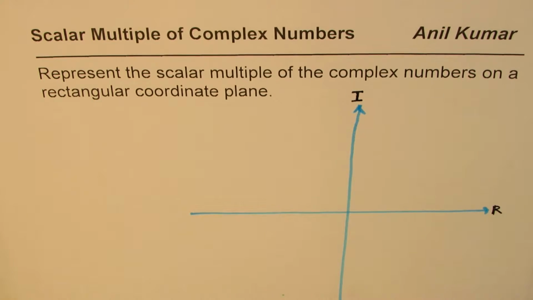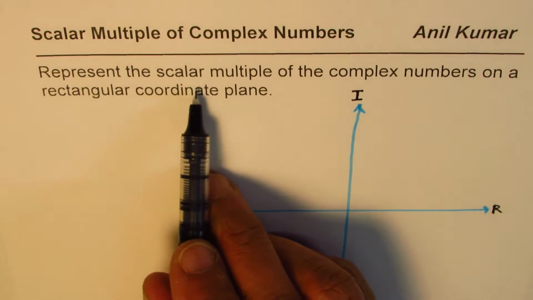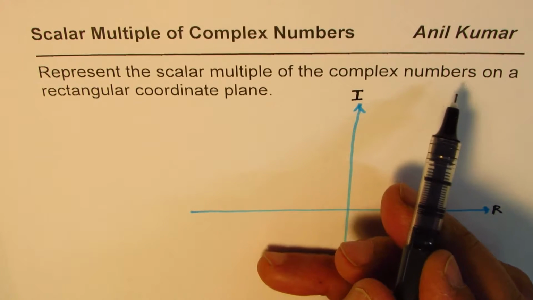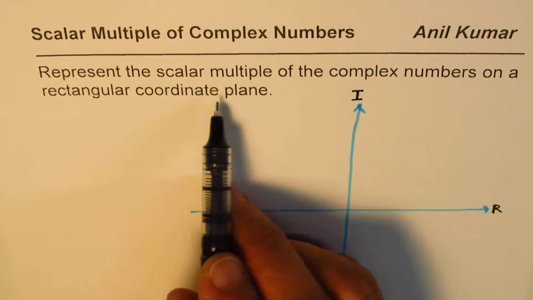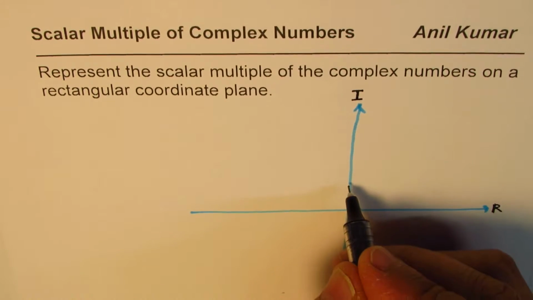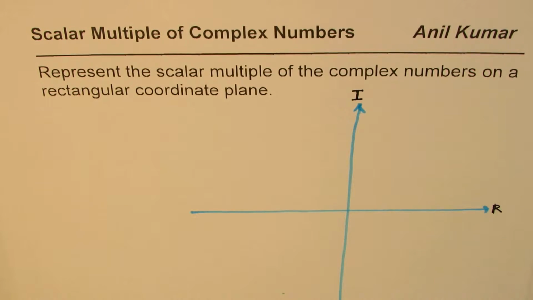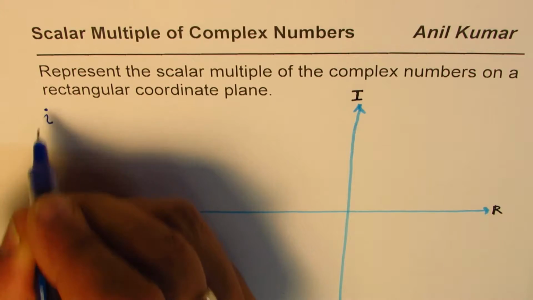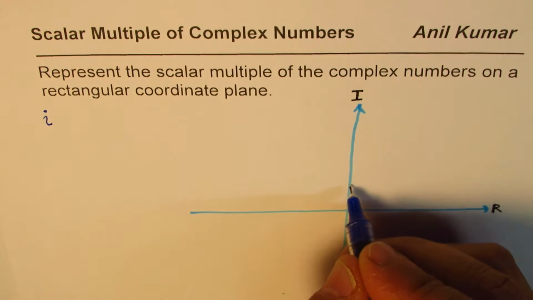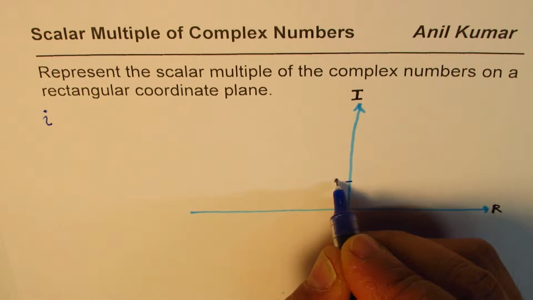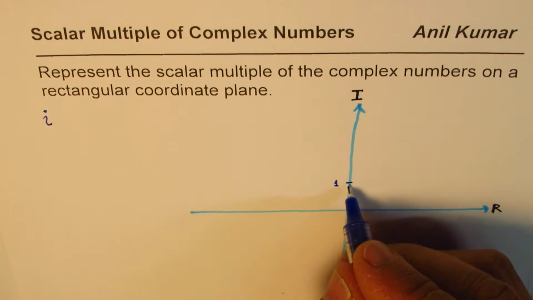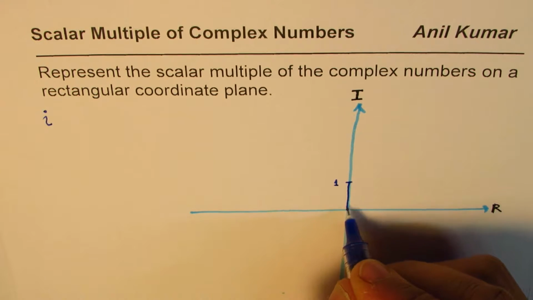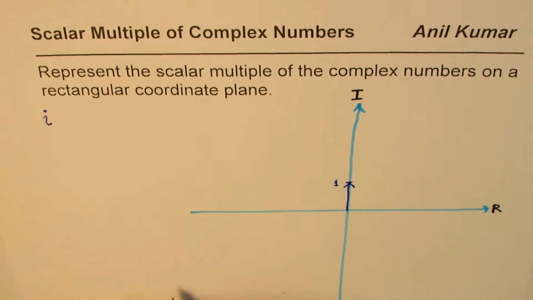Now the question here is to represent scalar multiples of complex numbers on a rectangular coordinate plane. So let me begin with i itself. We'll take i as our example. What is i? i can be represented like this, 1 unit along the imaginary axis. So this is i.